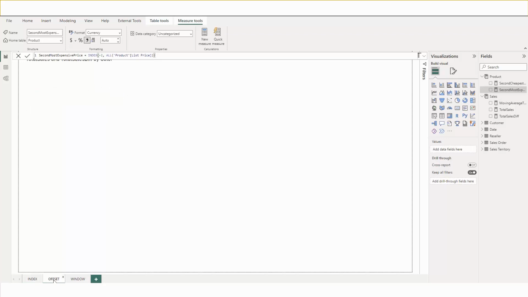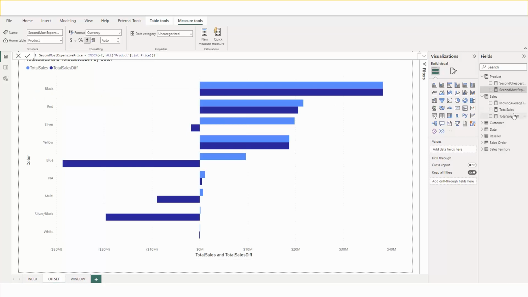Now let's take a look at offset. Offset is helpful for comparing values against a previous value based on relative position from your current position. In this example, you see the difference for each sales product color compared to the one just above it in this chart. This was done by specifying -1 to the first parameter of offset. Last, let's take a look at window.